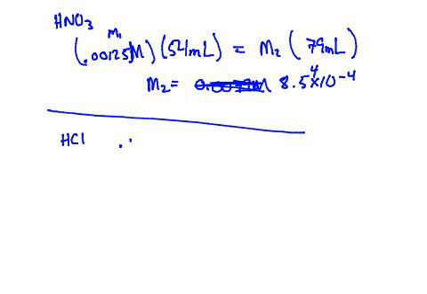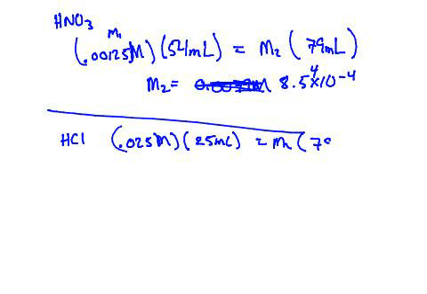is 0.025 molar times my volume, which was 25 milliliters, equals M2 times 79, again, because they're both in the same beaker. Yep. And so M2 is... That one is 0.00791.